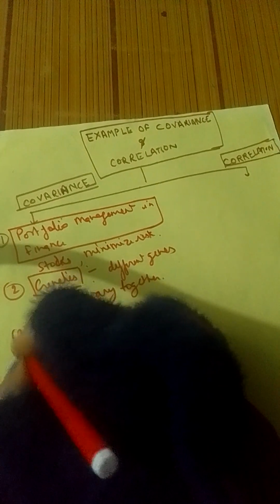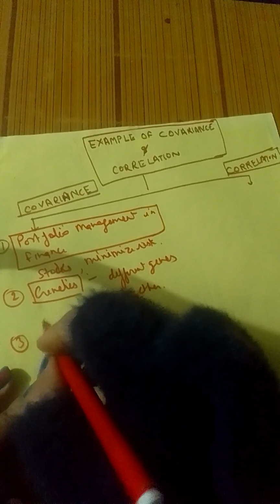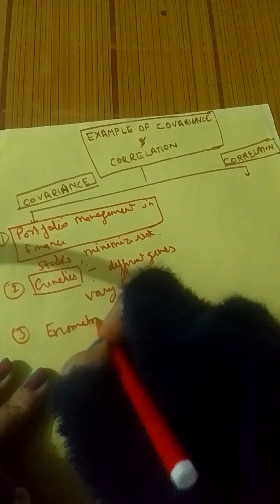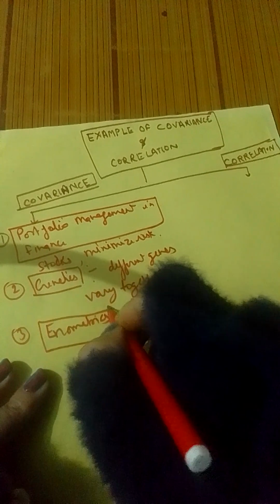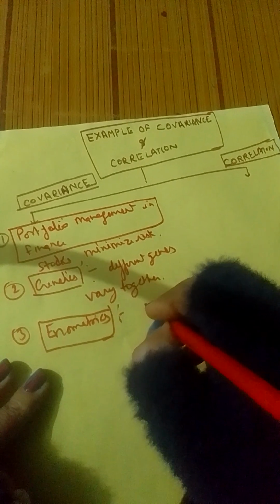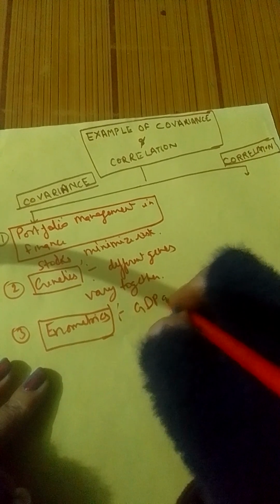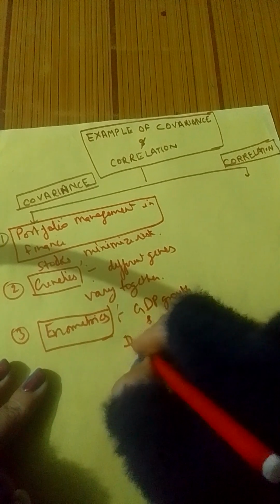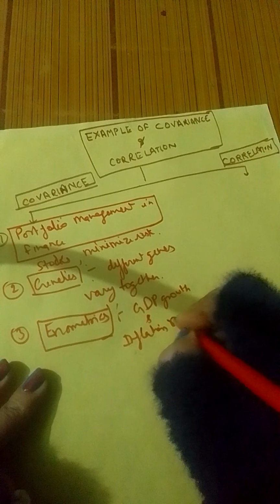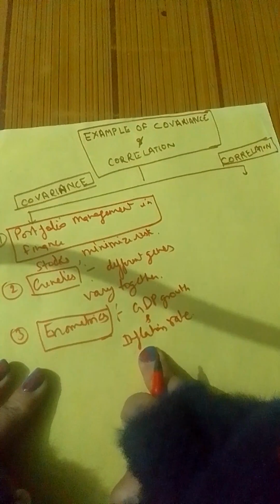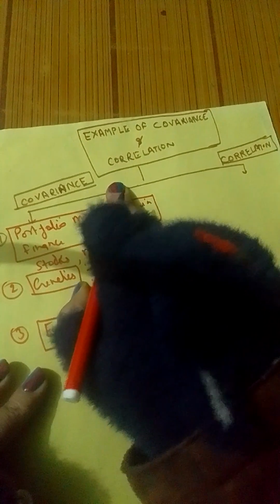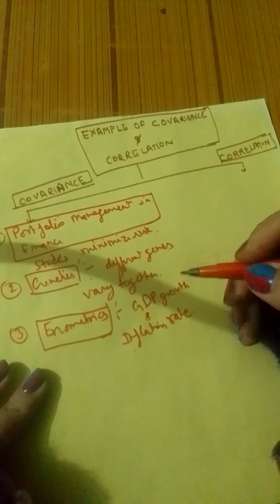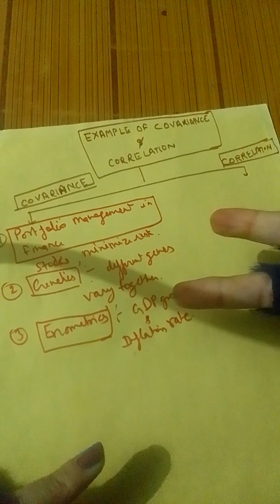Number 3, where would covariance be used? In economics, in econometrics. What is econometrics? For example, to check GDP growth and inflation rate, the covariance method is used, because GDP growth and inflation are two variables.